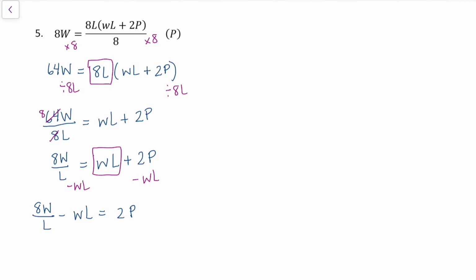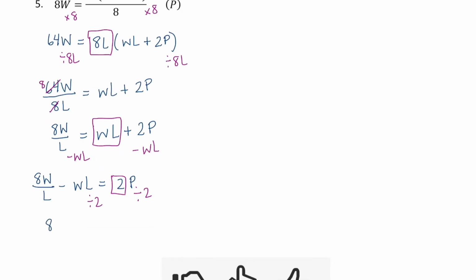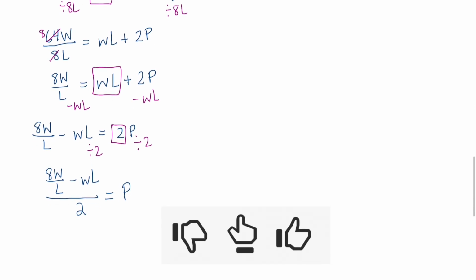And now I can get rid of this 2 by dividing both sides by 2. And I end up with 8w over l minus wl over 2 equals p. And you might be able to, depending on what you're doing, look at that top fraction and try and work it around in different ways to get rid of the l on the bottom or kind of combine them in some way. But we're going to leave it at that because we've gotten the p by itself.